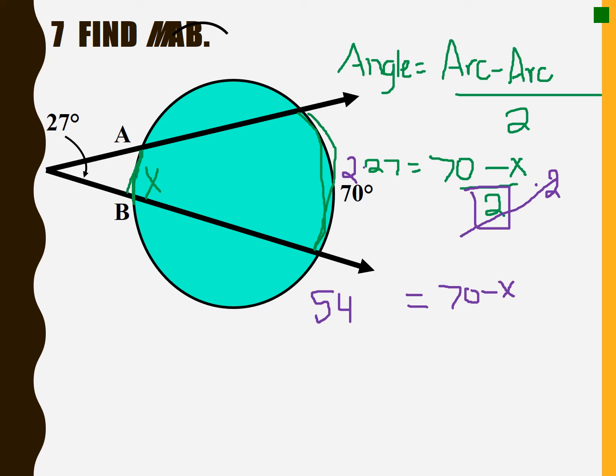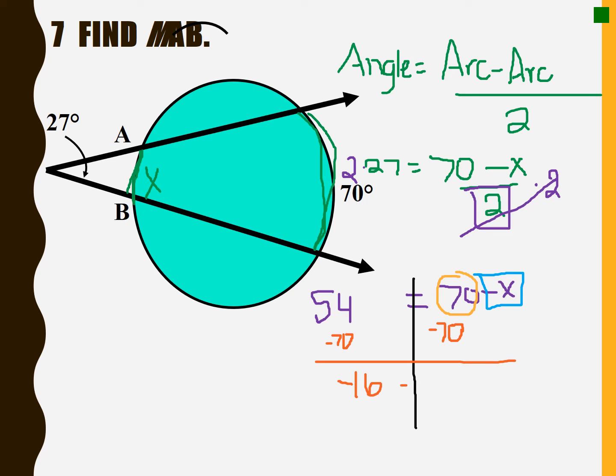Now, x is negative. We're going to leave this alone at the moment. We're trying to get rid of our 70 degrees. 70 is positive, so in order to move it across the equal sign, if you need to draw your line, draw your line. In order to get x by itself, we subtract 70 on both sides. And we do 54 minus 70, and we get negative 16.